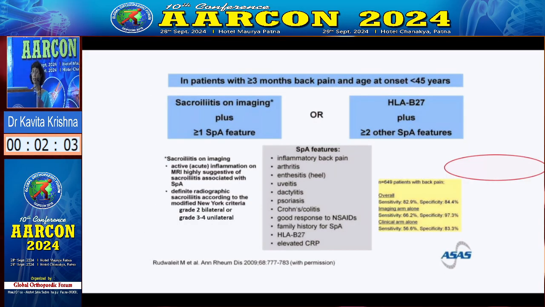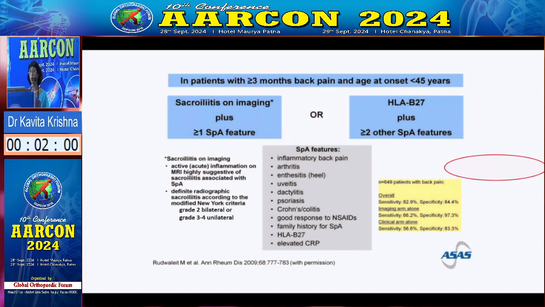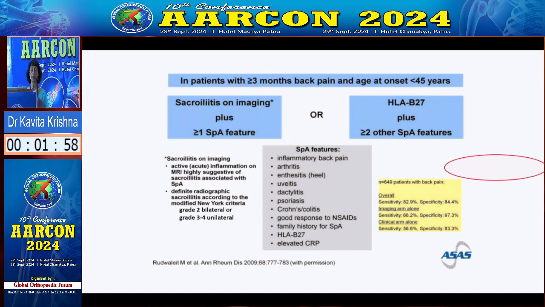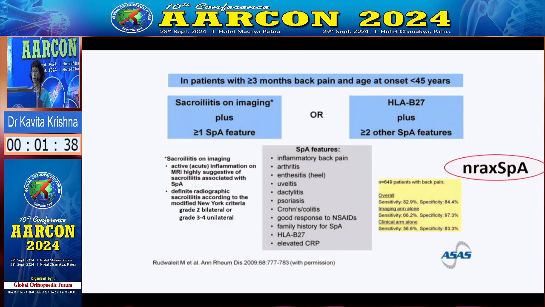Let's come to some criteria, assessment criteria. So there could be imaging criteria and clinical criteria. If the patient has sacroiliitis on imaging, one SPA feature is more than enough, or you can have more. In the clinical criteria, we have to have HLA-B27 plus 2 or more other SPA features. And the SPA features, as I said, are inflammatory back pain, arthritis, enthesitis, uveitis, dactylitis, etc.